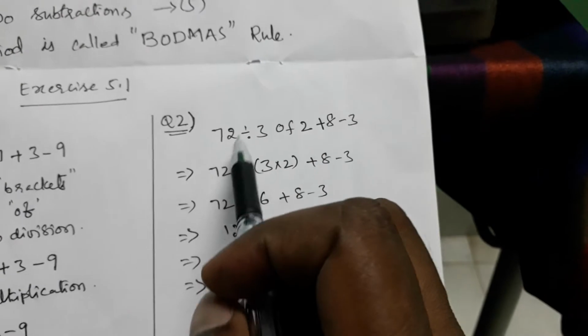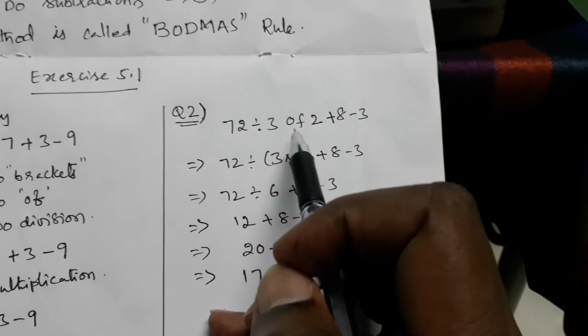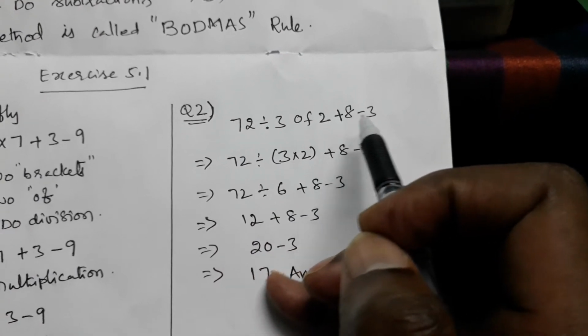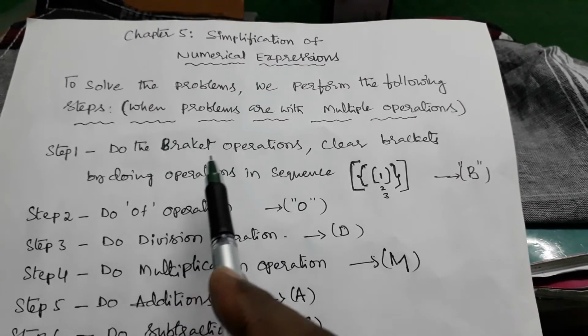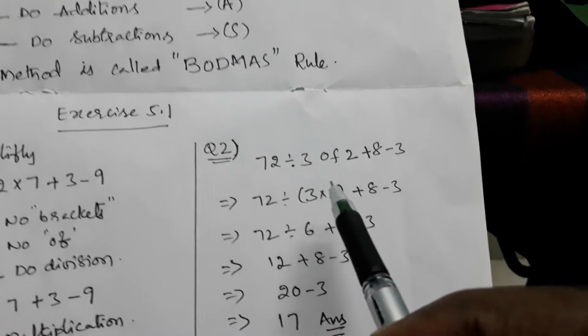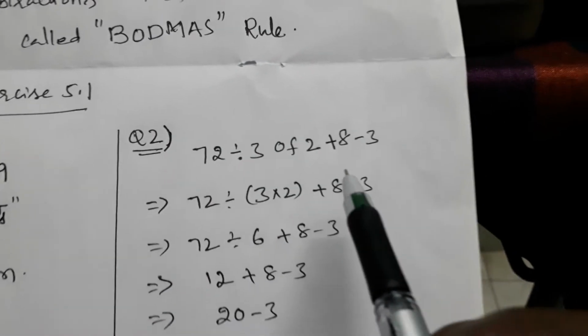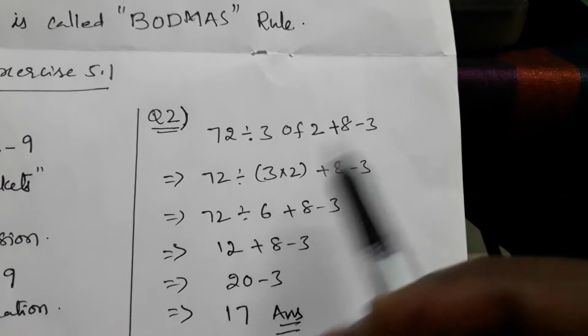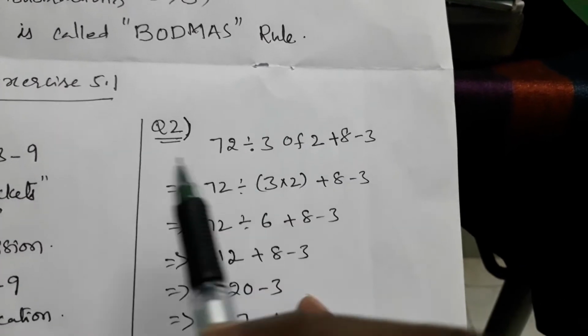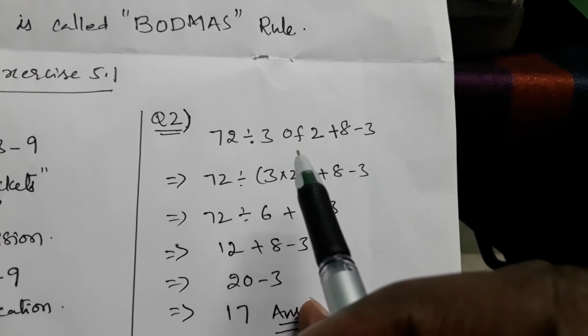Here, see: 72 divided by 3 of 2 plus 8 minus 3. Step 1, what is step 1? Brackets. Is there any brackets here? No brackets are given. So forget about brackets. Next, step 2. What is step 2? "Of" operation.